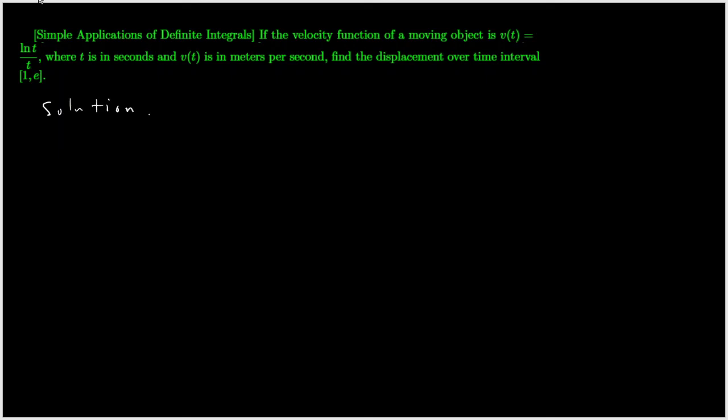To get the displacement, all we need is to evaluate the integral of the velocity function. In this case, it's natural log of t over t on the time interval from 1 to e. We are going to rewrite the integral in a slightly different form so that we can see the substitution we need to make: from 1 to e, natural log of t, and then times 1 over t and dt.